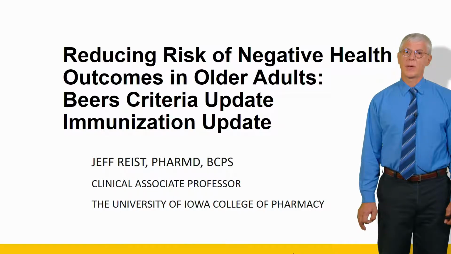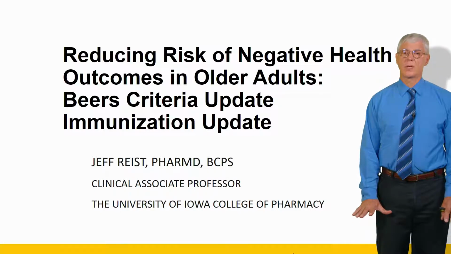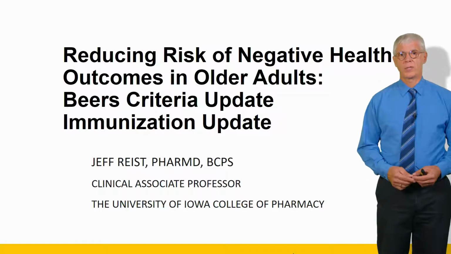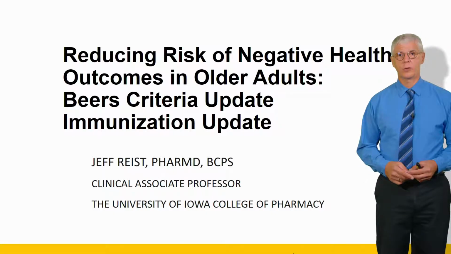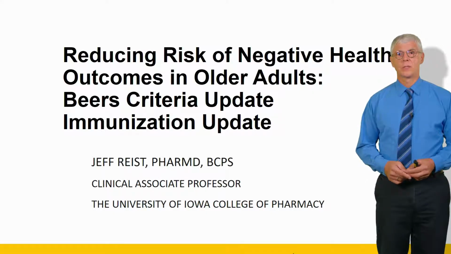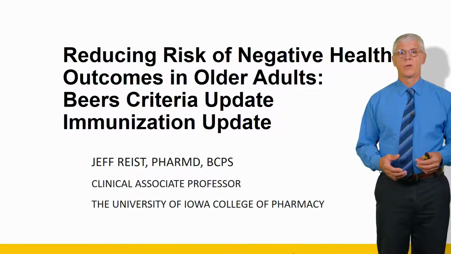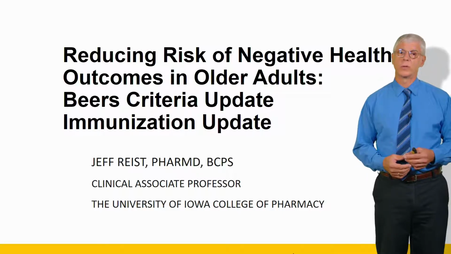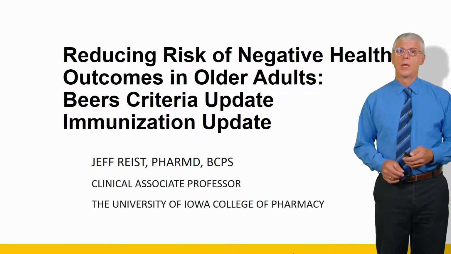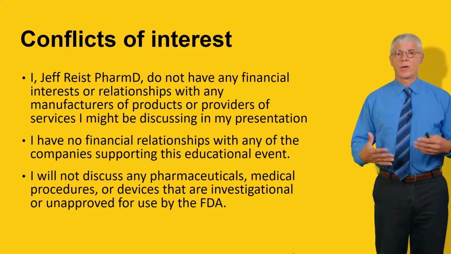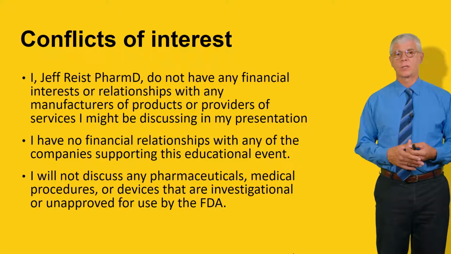I'm going to talk today about two strategies that I use every day in clinic. One is the Beers criteria, which I'm sure many people have heard of, and the other is immunizations. We have some immunizations now that are very effective for use in older adults to prevent infectious disease. So I'm going to talk about both of those. But first of all, I want to let you know I have no conflict of interest. I have nothing to disclose.